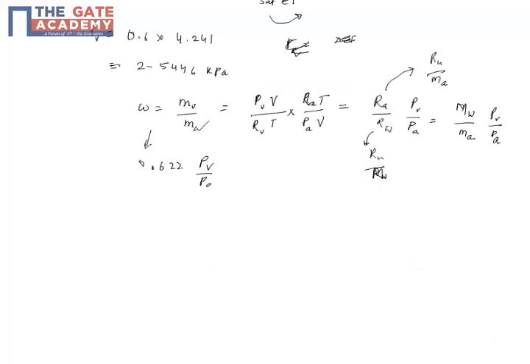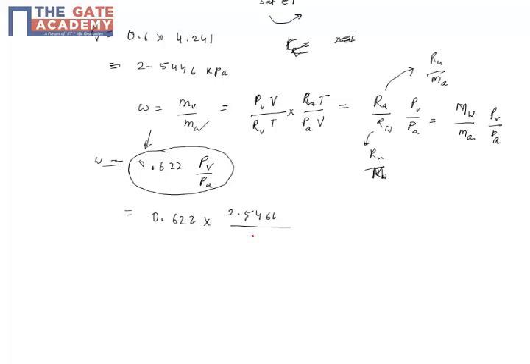So remember that this is the derivation of specific humidity. Though it is defined in terms of mass of vapor by mass of air, when you assume both are ideal gas and convert, we get an expression like this. Now we just have to substitute: 0.622 times 2.5466 by the pressure of air.